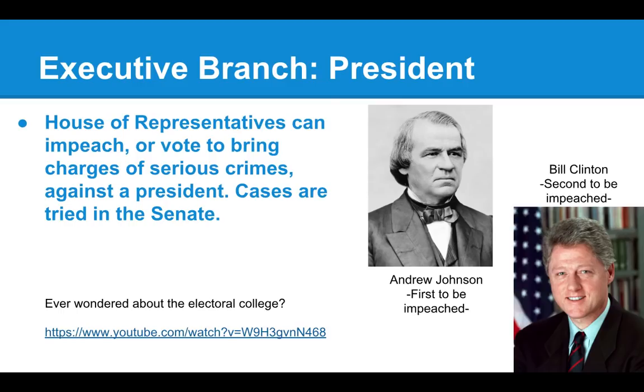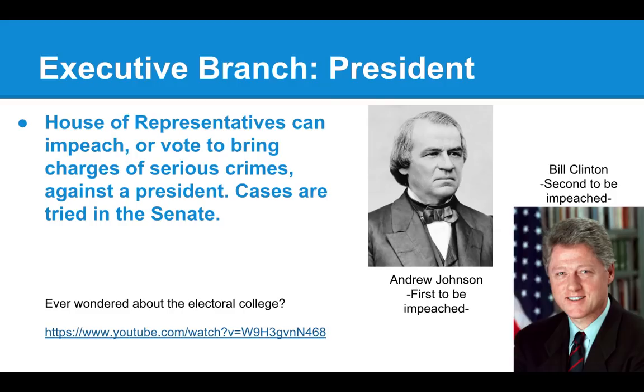So, something important is, you can be removed from the presidency if it comes to that. The House of Representatives has the power to impeach the president. Impeach does not mean to remove from office. Impeach means we're going to put you on trial and determine if you broke the law. So impeach just means we're putting you on trial. Doesn't mean you're removed, just going on trial.